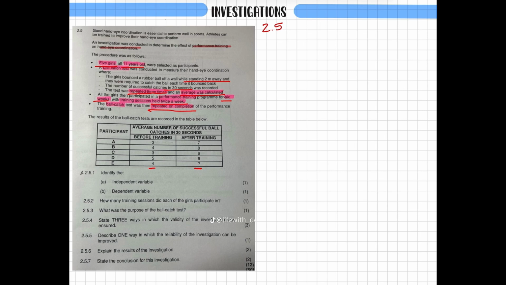2.5.1, A and B, those are the independent variable and the dependent variable. Go back to your aim. Hand-eye coordination is dependent on performance training. So the independent variable will be performance training and the dependent variable will be hand-eye coordination.